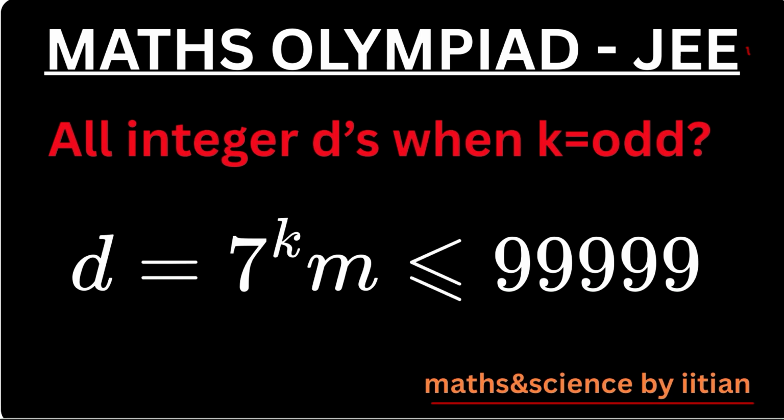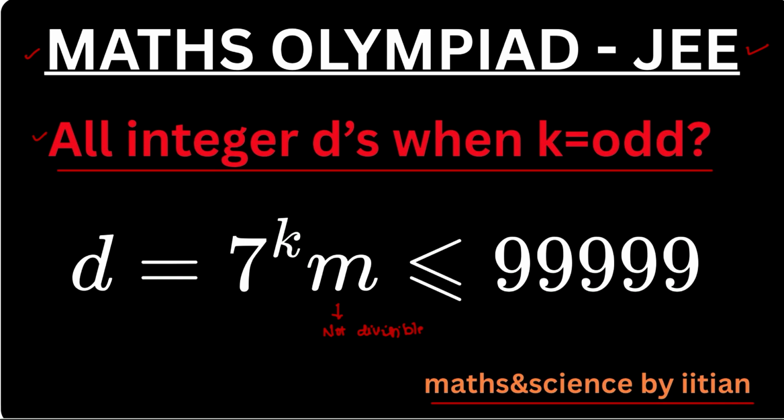In this lecture, I would like to discuss prime factorization and how to find all integer values d such that d is equal to 7 to the power of k into m, where m is not divisible by 7, and the integers are less than or equal to 99,999, a 5-digit number. How to find out all such integers d?